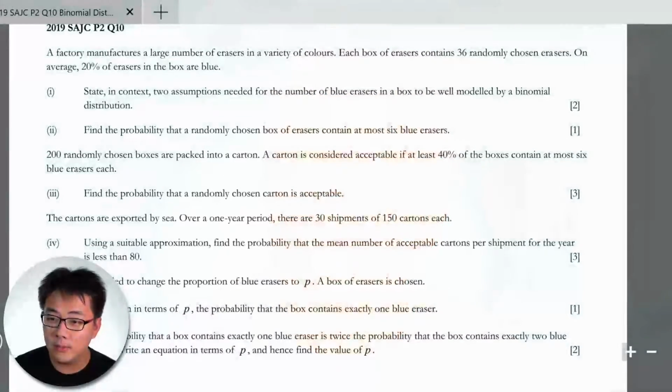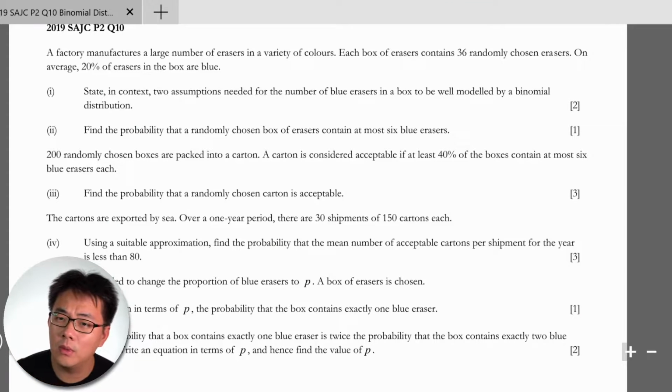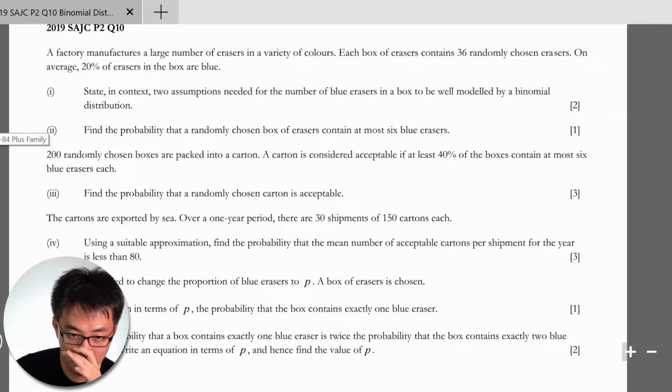Hi students, let's look at this question A, which was actually taken from the year 2019 SAJC paper 2 question 10. This question is on binomial distribution. Let's look at that.